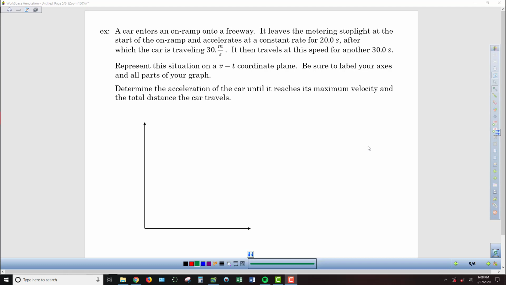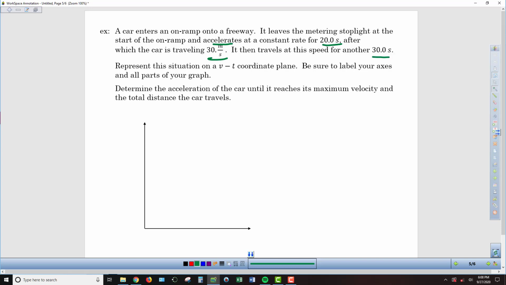So here we have a circumstance of a car entering an on-ramp onto a freeway. There's a metering stoplight, so it begins from a speed of 0 and it accelerates at a constant rate for 20 seconds. And then after that period of 20 seconds, the car is traveling at 30 meters per second, and then it's going to travel at that speed for another 30 seconds.